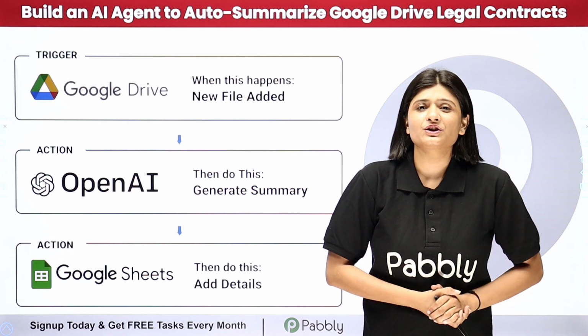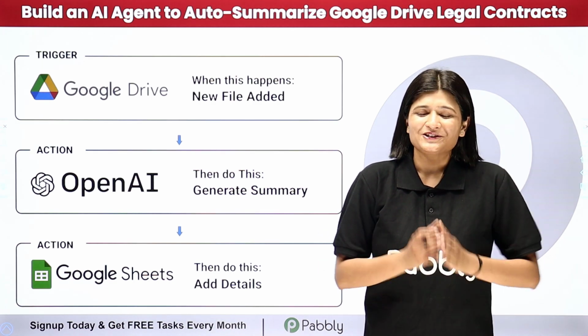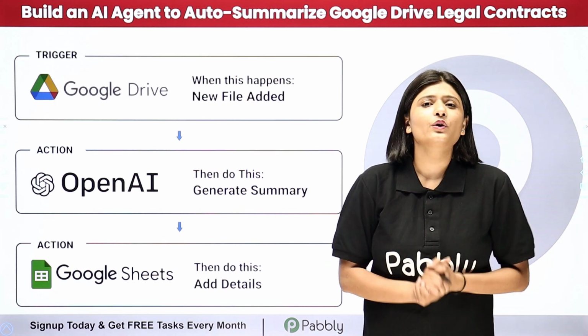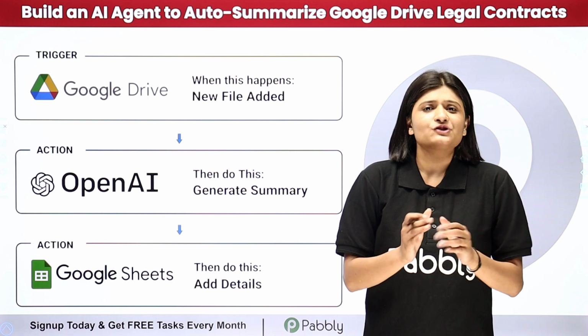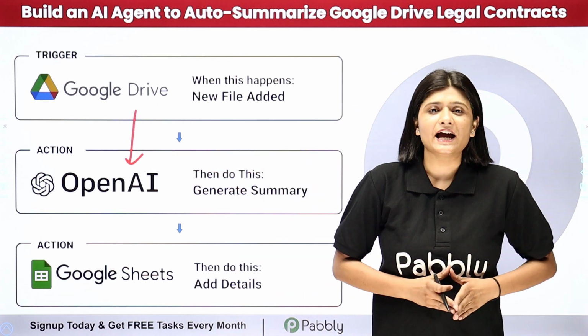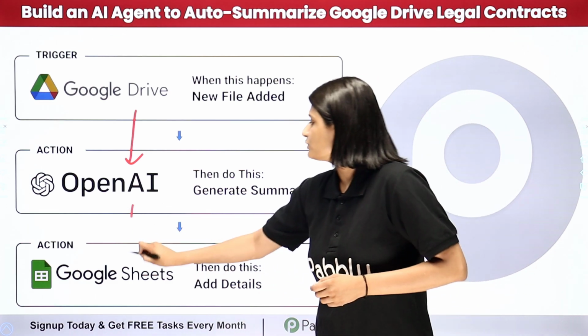And to do this automation, we are going to use Pabbly Connect. So Pabbly Connect is an amazing automation and integration software which requires no coding or programming skills. Here I just need to build a connection between Google Drive, OpenAI. Here I'm going to use OpenAI as my AI agent, and then Google Sheets.